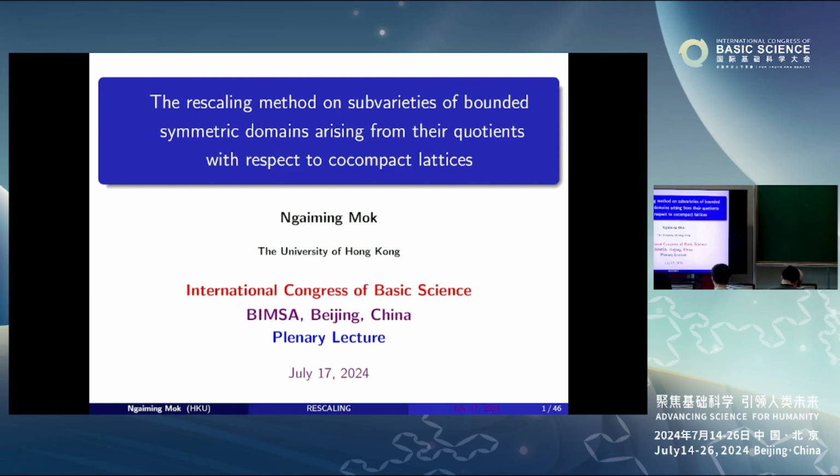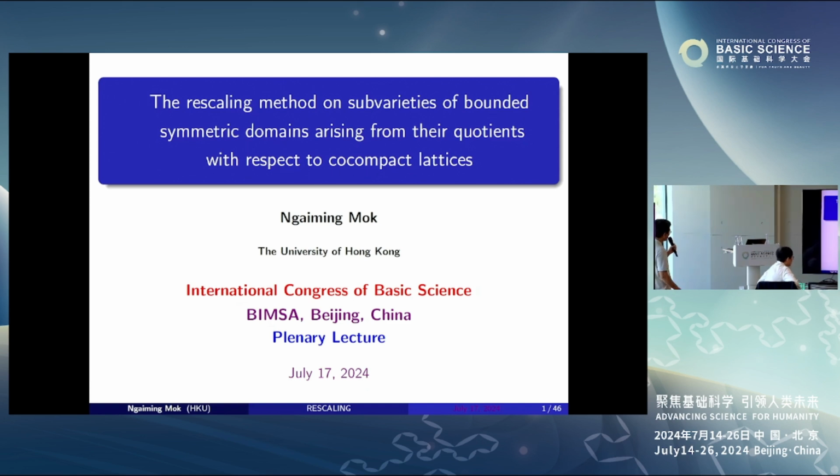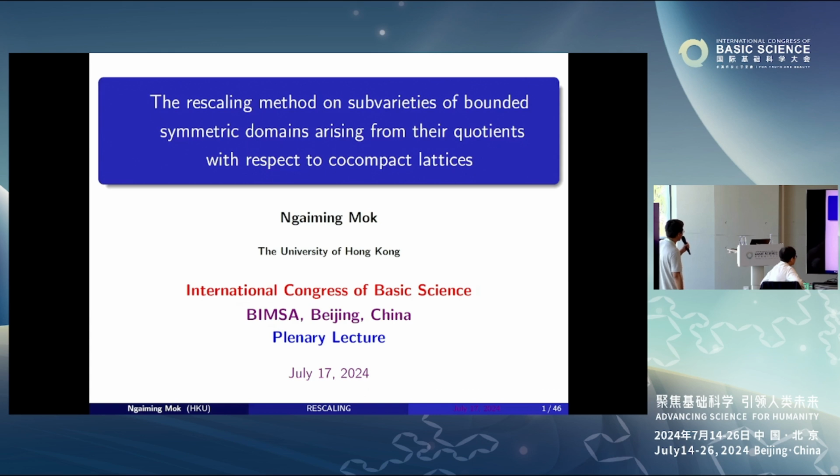So we are here from Professor Mok from University of Hong Kong, who will talk about the rescaling method on subvarieties of bounded symmetric domains arising from their quotients with respect to co-compact lattice. Okay, let's welcome.